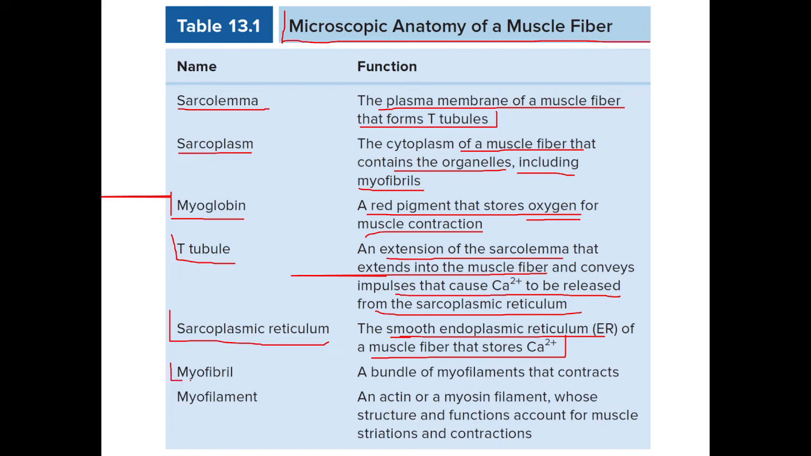The next one is myofibrils, a bundle of myofilaments that contract or relax. This is called myofibril. Then myofilament, it is an actin or myosin filament whose structure and function account for muscle. It's the unit of muscle. The unit structure of any muscle tissue is myofilament, not sarcolemma, sarcoplasm, or myofibril. It is the myofilament that accounts for muscle striation and contraction.